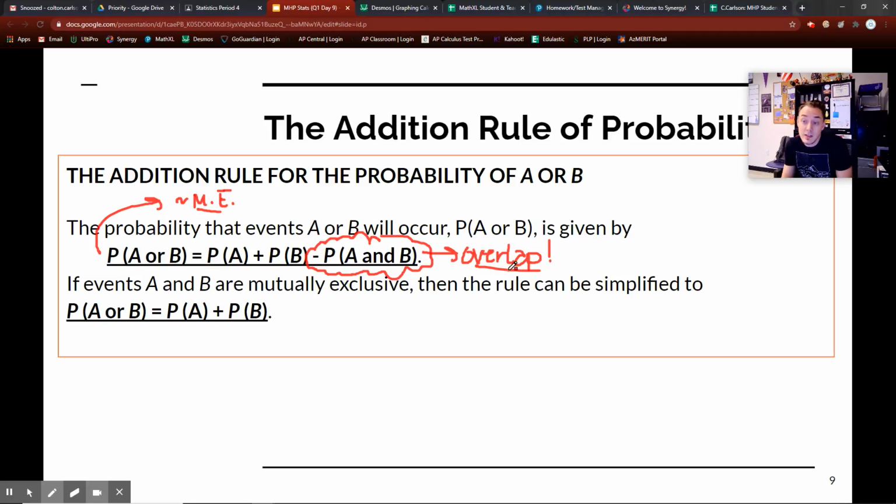Because then you have to subtract an overlap. I'll explain what that means. If they are mutually exclusive, you will use this one. Okay? Awesome.